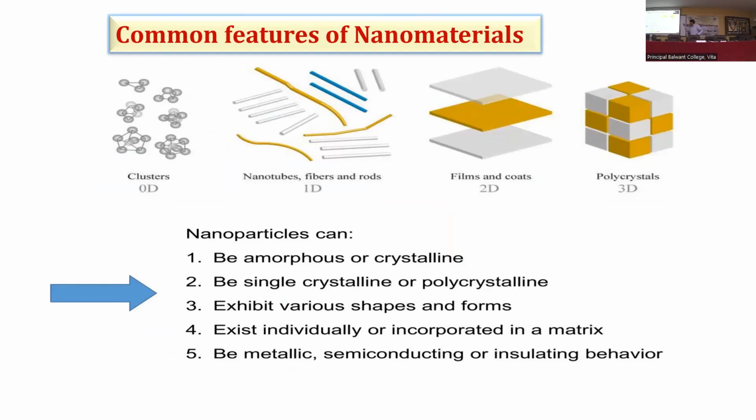Here we have to display the morphological shapes according to dimensions of nanomaterials. That is, clusters are included among 0 dimension, nanotubes having 1 dimension, films and coats having 2 dimensions, polycrystals having 3 dimensions, and they can exist individually or incorporated in a matrix also. It can show metallic, semiconducting or insulating behavior.